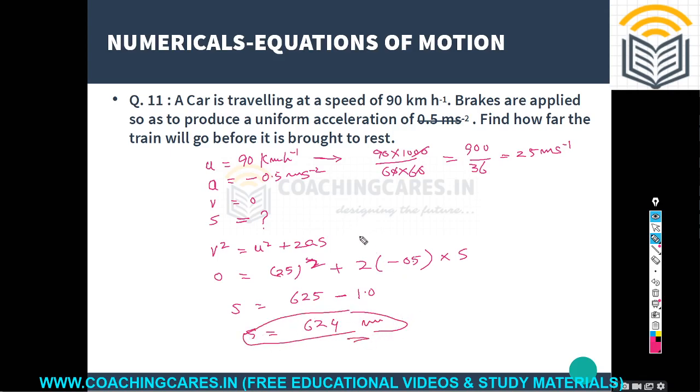So like this we'll apply equations of motion, 1, 2, 3, the suitable equation, and we'll solve the numericals. So we have to understand the condition actually, and we have to put the values in the equation of motion, and very easily we can calculate the numericals.